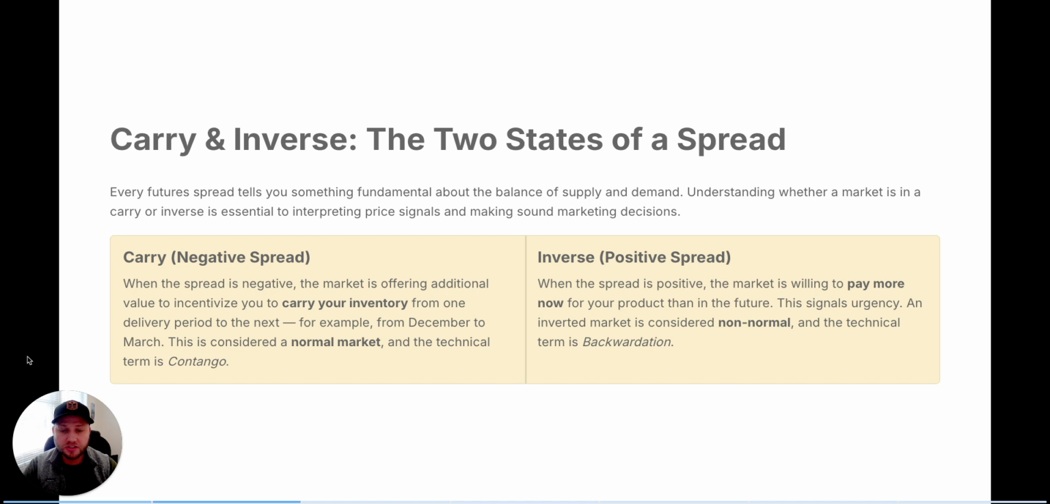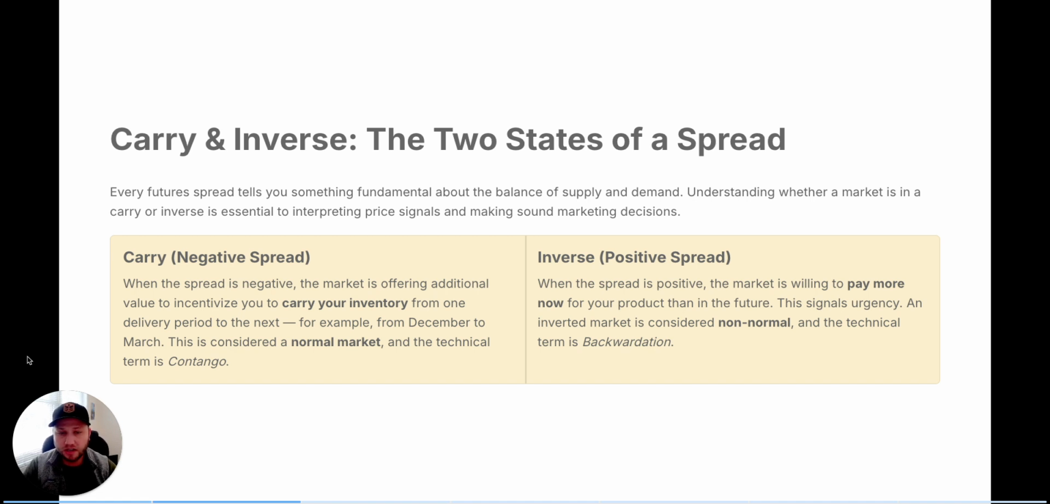So firstly, as I mentioned in the intro videos, a futures spread tells us so much about the fundamental balance of supply and demand that's occurring in the physical market as well. So understanding whether the market is in a carry or an inverse is really essential to interpreting what these price signals are going to be, so we make a sound marketing decision for whether it's selling something in the nearby, if we're looking to hold something longer term, or just what the overall market is going to be, even when you get into that new crop, old crop spread as well.